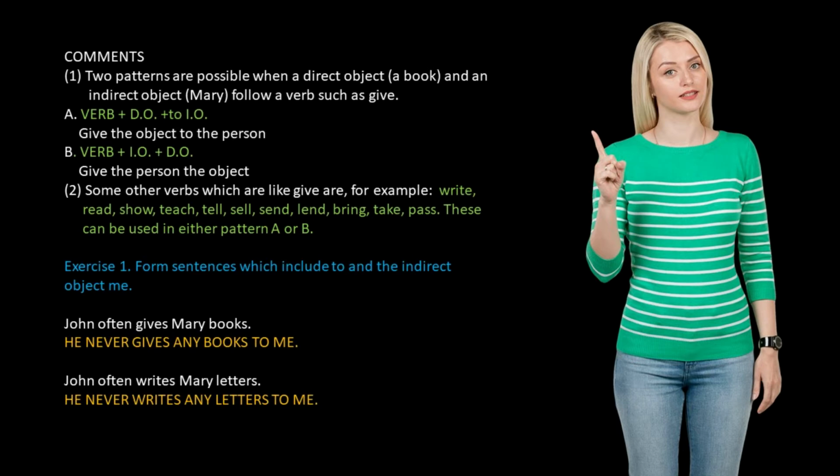Two patterns are possible when a direct object, a book, and an indirect object, Mary, follow a verb such as give. A. Verb plus DO plus to IO. This pattern is, to give the object to the person. B. Verb plus IO plus DO. This pattern is, to give the person the object.